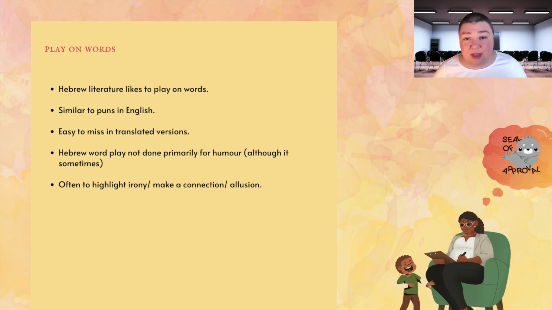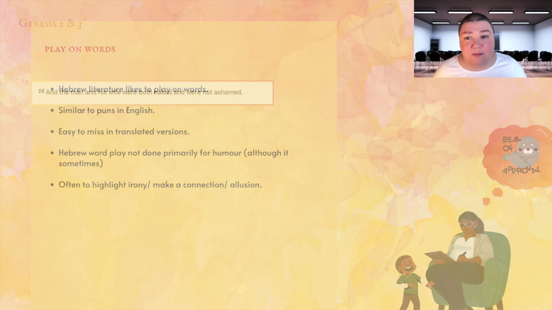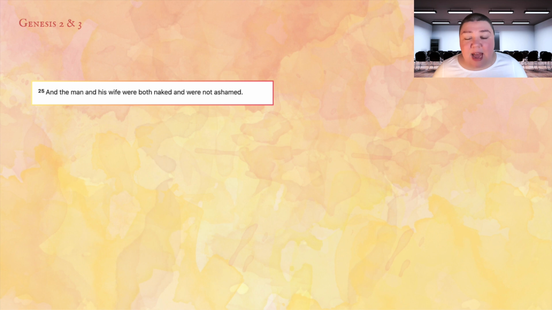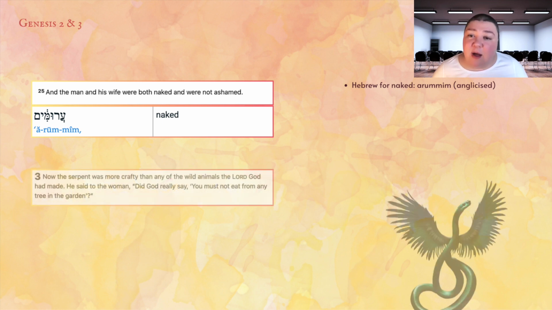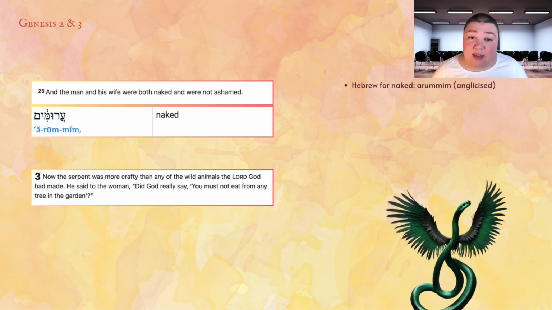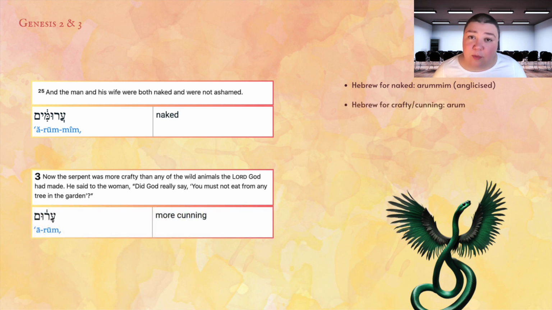An example of this can be found in Genesis. And the man and his wife were both naked and were not ashamed. The Hebrew word here for naked is arumim. Then in the very next verse, 3:1, now the serpent was more crafty than any of the wild animals the Lord God had made. The Hebrew word for crafty or cunning is arum.